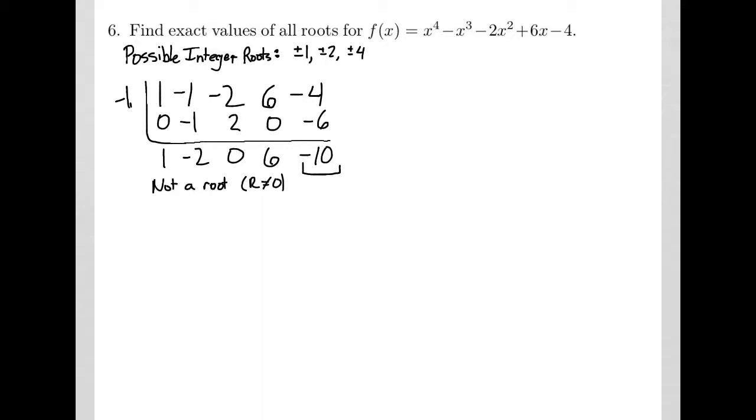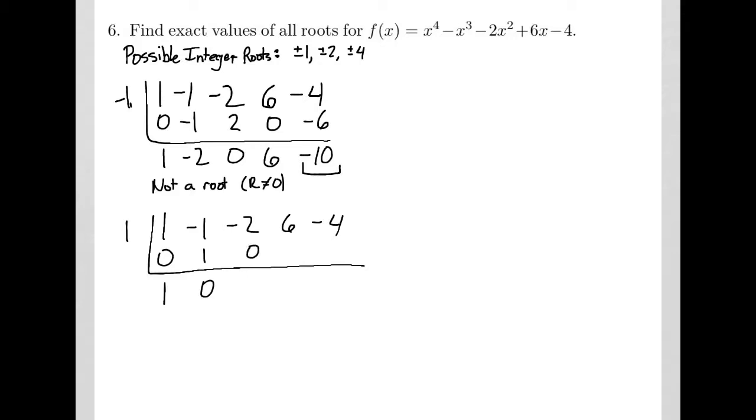So now we'll do it again. Let's test the next possible root. The coefficients are 1, -1, -2, 6, -4. I want to test the root at 1. So I repeat the process again: add, multiply, add, multiply, add, multiply, add, multiply, add. My remainder is 0, so I have found a root. And this gives me one factor out of my polynomial.